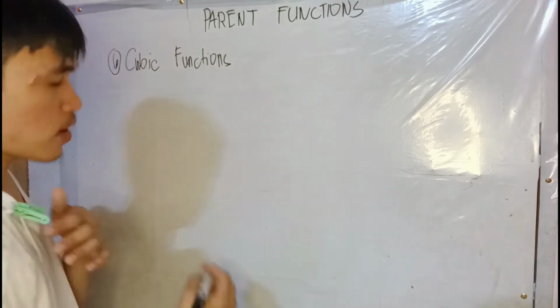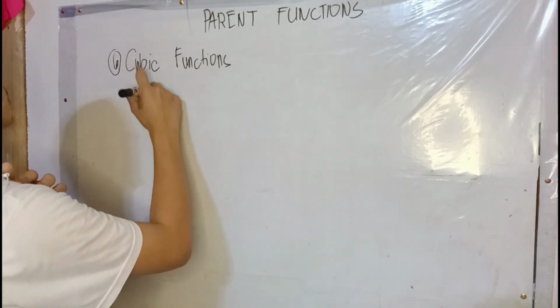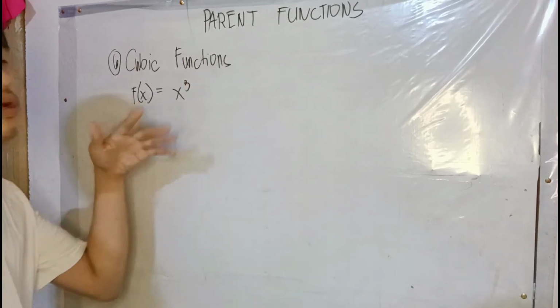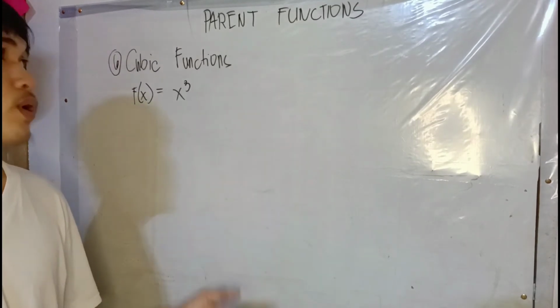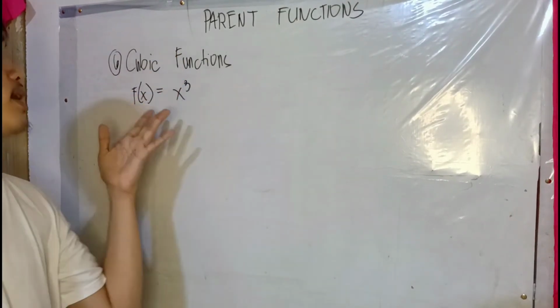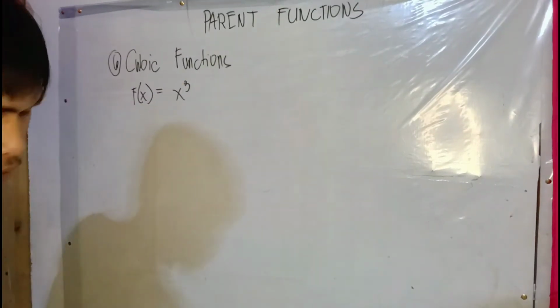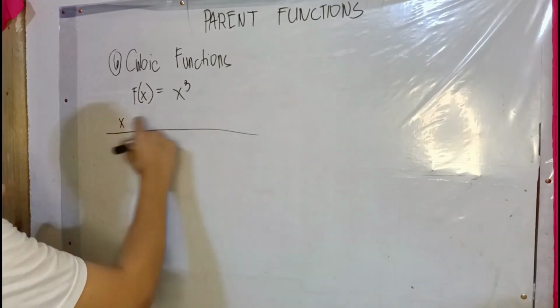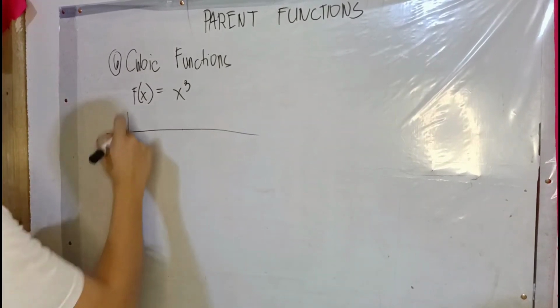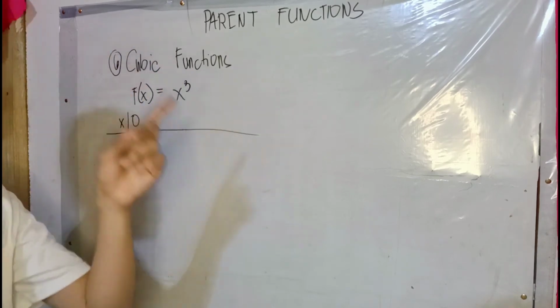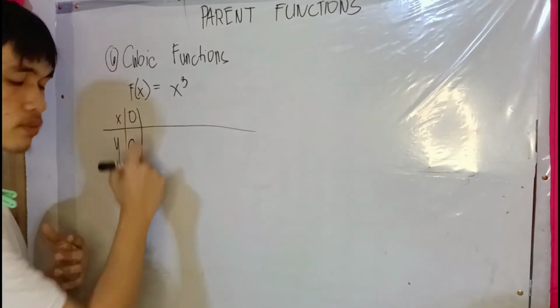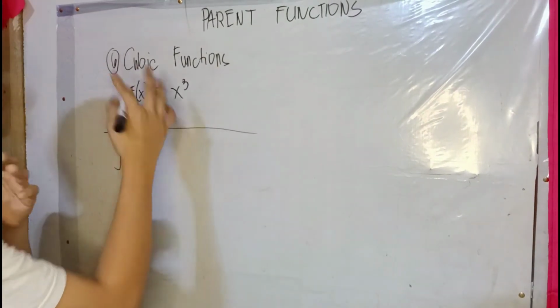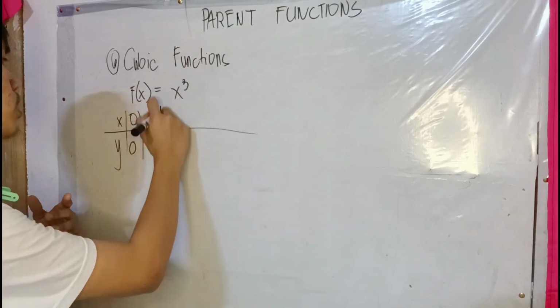Okay, so our cubic function here is f of x equals x cubed. Para sa kato number 4 nga squaring function, x squared, kani x cubed. So for example, x and y. 0 times 0 times 0 is 0. Then 1 times 1 times 1 is 1.